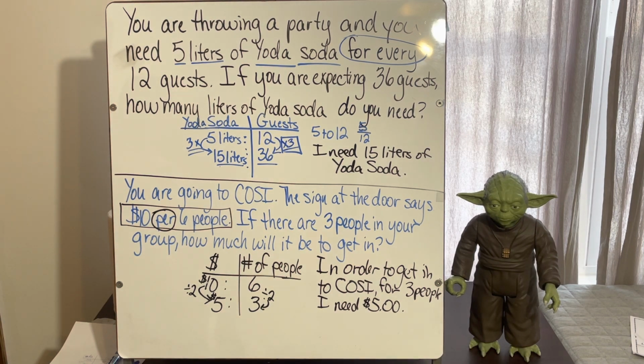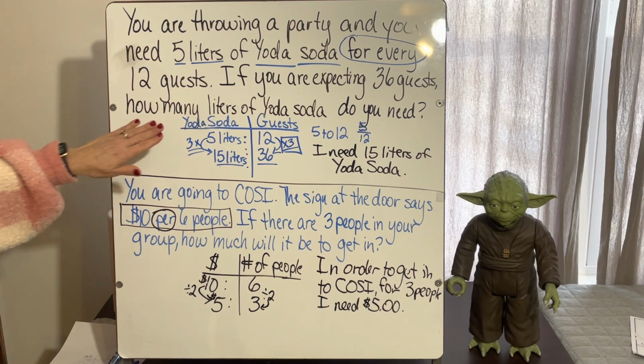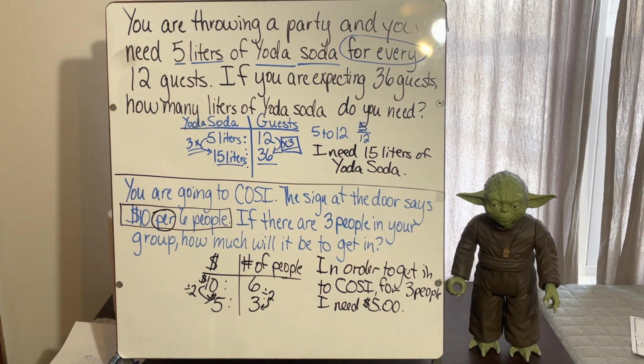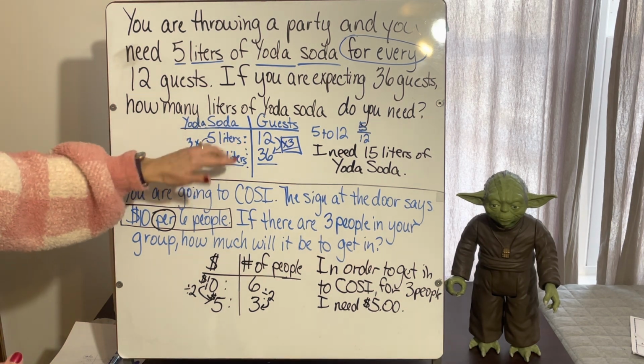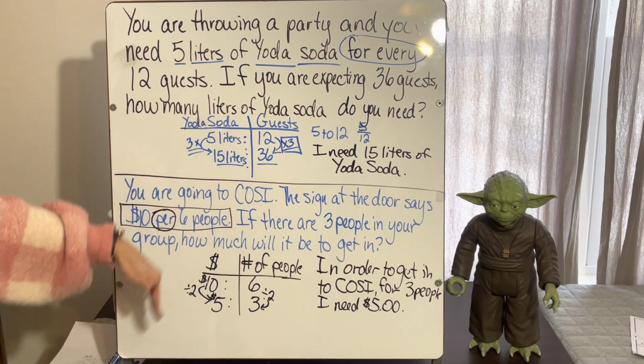All right, so equivalent ratios this week, we're going to keep them up. If you don't want to do the table, you don't have to. It's just one way to organize your information. You could write out just the ratio, and then figure the relationship and go from there.